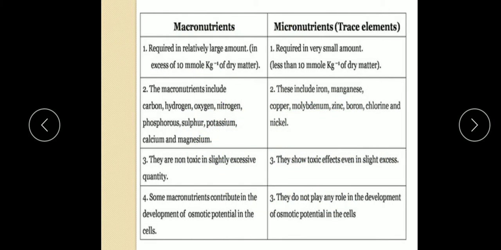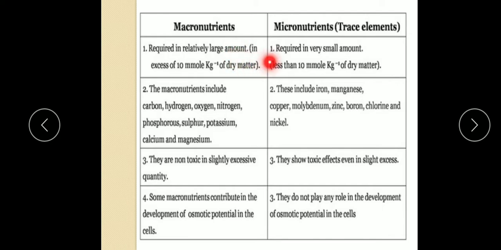Minerals that are required in large quantities are macronutrients. Large quantity means 0.2 to 0.4% of dry weight. Here I have given one more value, in excess of 10 mmol per kg, you can write it in percent also, 0.2 to 0.4% of the dry weight. So they are known as the macronutrients.